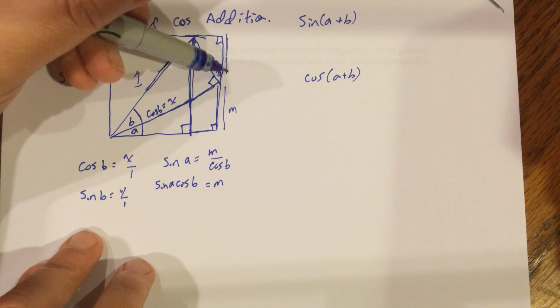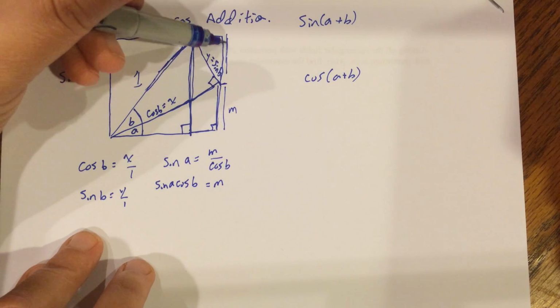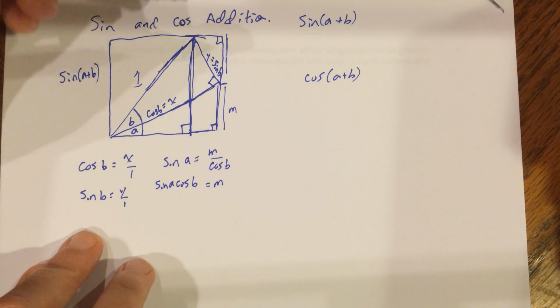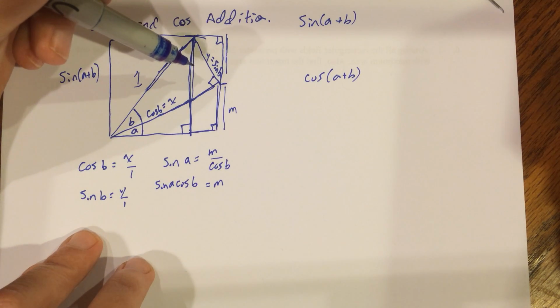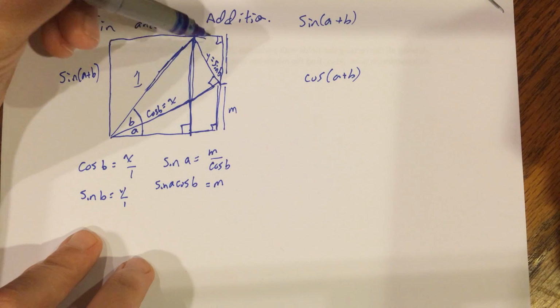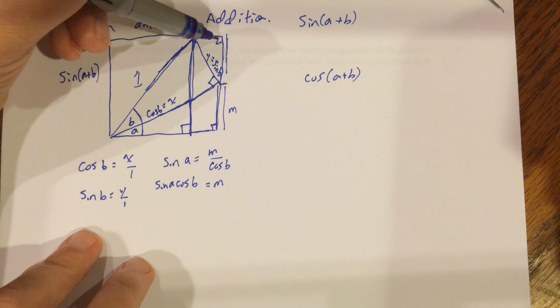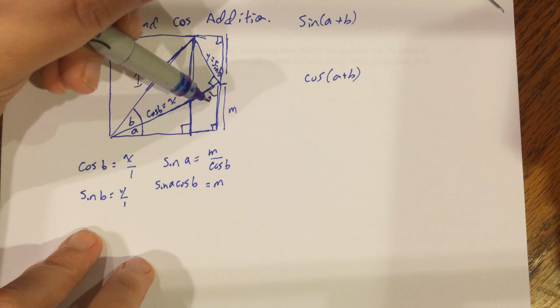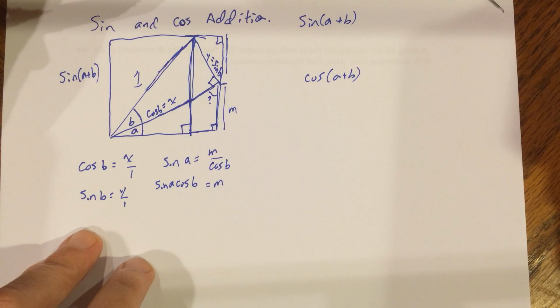Well, could we find this side? We found this. If we could find this, then we have the entire sine of A plus B. So let's see. Well, I don't know any of these angles, right? Well, I know that's a 90 degree. But let's look at this. This is something. I'm just going to call it a question mark.